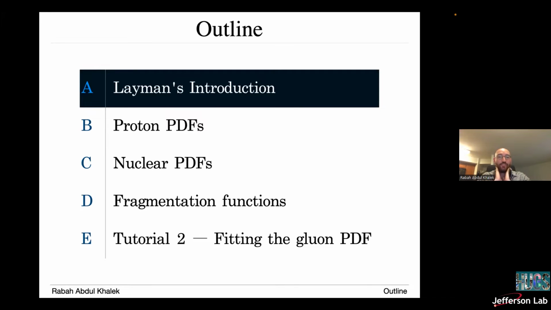In this session, the example will be more realistic, and I'm going to introduce some physics first, like what the proton PDFs, nuclear PDFs, and fragmentation functions are. And in the tutorial this time, we're going to fit the gluon PDF with a neural network, right? Let's start.